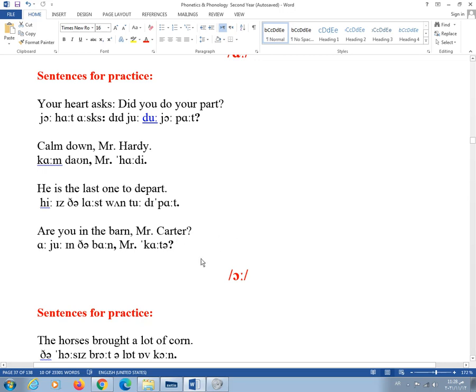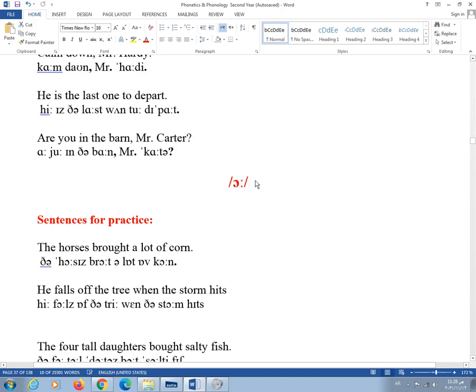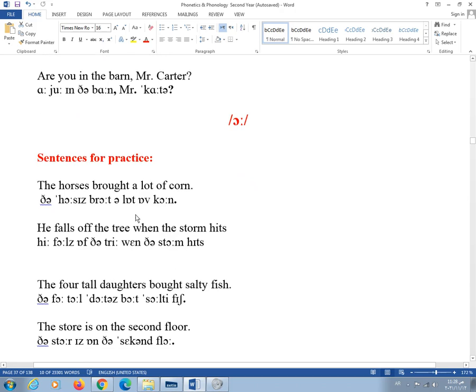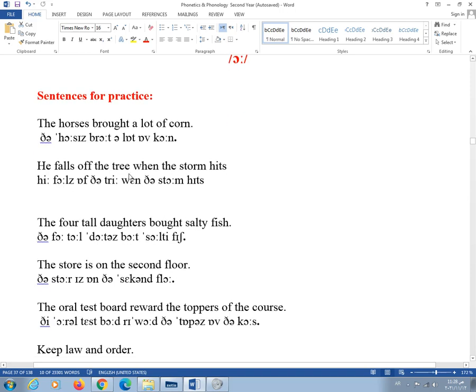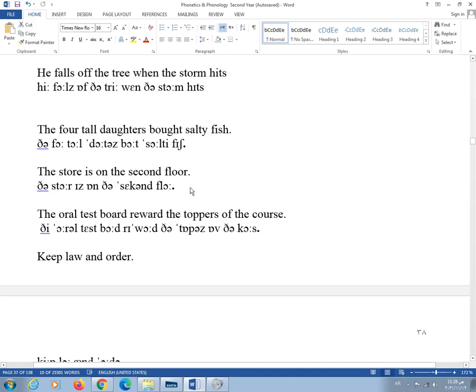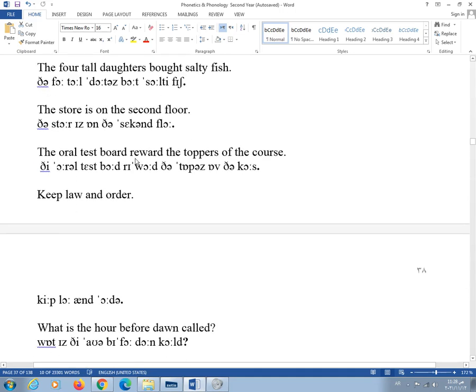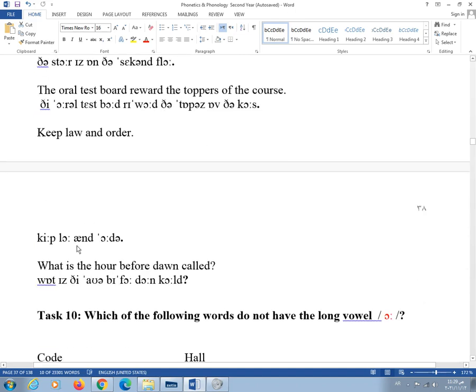Okay. We have then number 4, O, as in the horses brought a lot of corn. He falls off the tree when the storm hits. The four tall daughters bought salty fish. The store is on the second floor. The oral test boards were the toppers of the course. Keep law and order. Law and order.